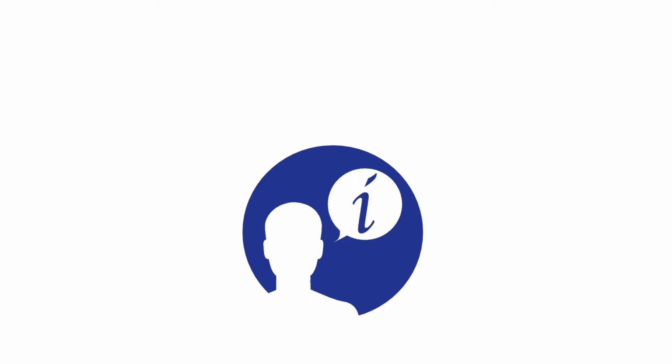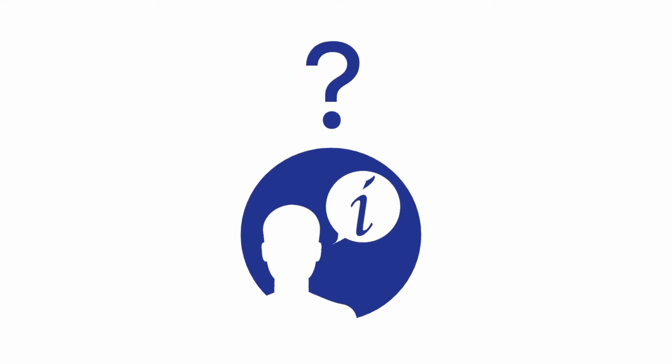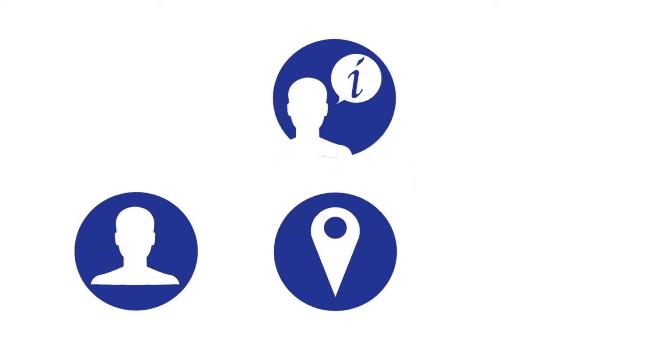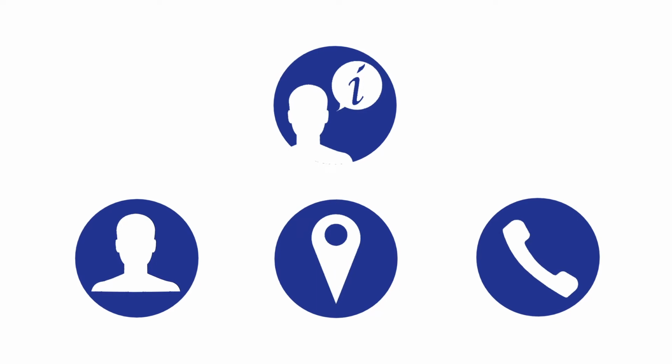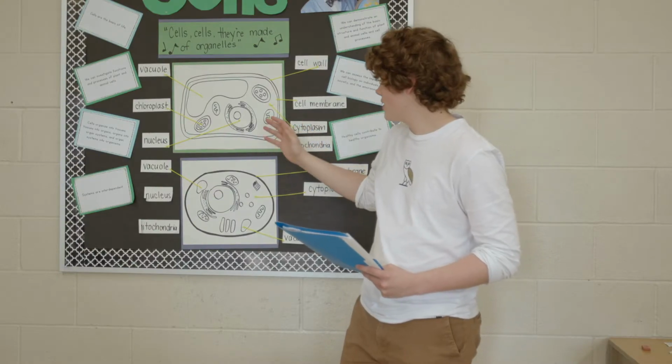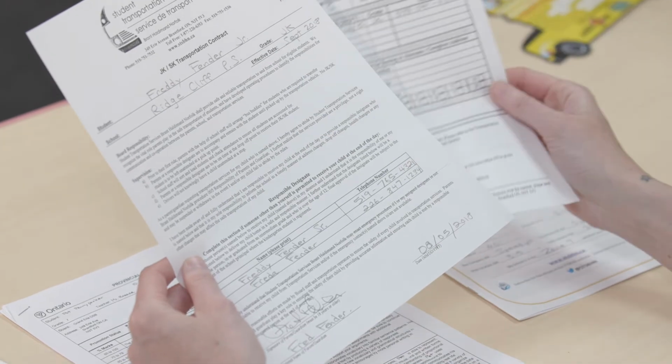At this point, you might be asking, what is personal information, and why is it so important to protect? Personal information is defined as information that identifies a person, such as a name, address, and phone number. Examples of personal information include school photos, videos, and other digital recordings, health information, and student records.